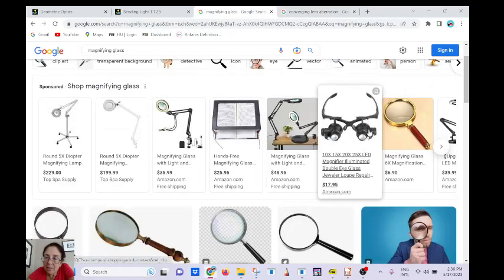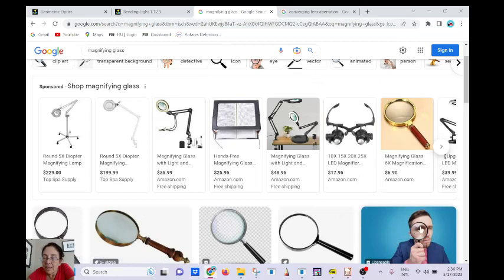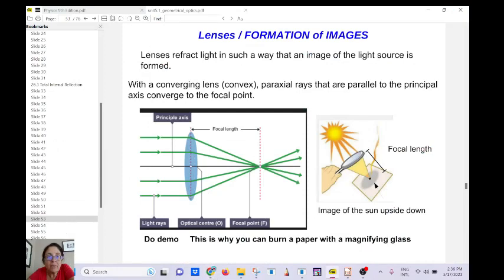Here are some examples. They're just the magnifying glasses that you can use. And you see those lenses are thicker at the center, thinner at the edge, physically. So that will be a typical magnifying glass or converging lens. It's used for people to read when they age, for example, the muscle in the eye gets stiffer, so we cannot adjust very well for reading. So you need to use those magnifying glasses, and they are very cheap.